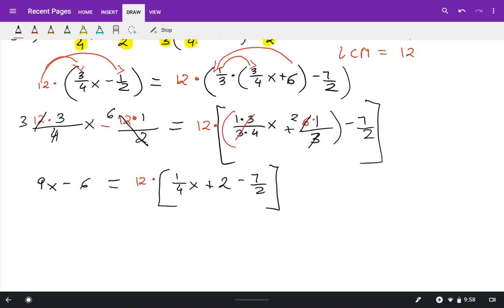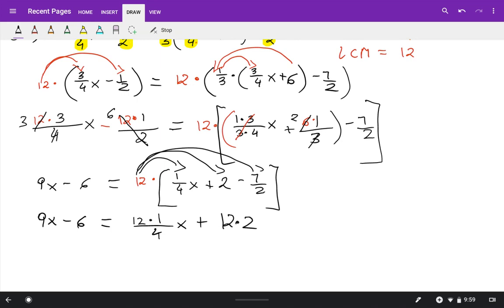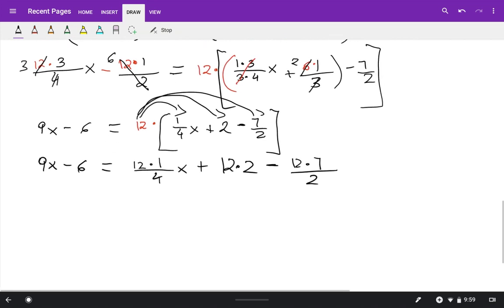Okay, so let's copy the left side. Since we simplified, there is nothing else we can do. Here what I'm going to do, I'm going to distribute 12 to each. Okay, so 12 times 1 over 4 x plus 12 times 2, and 12 times negative will give me negative, so minus 12 times 7 over 2. Okay, so number multiplied by fraction, multiply only the numerator. So let's simplify the right side.